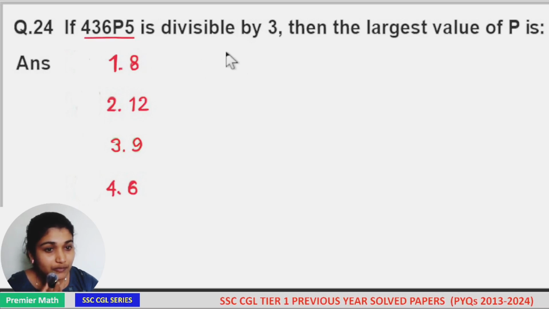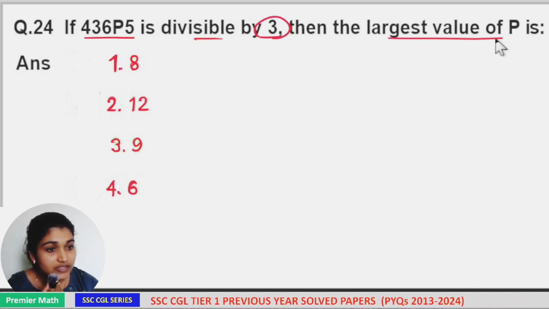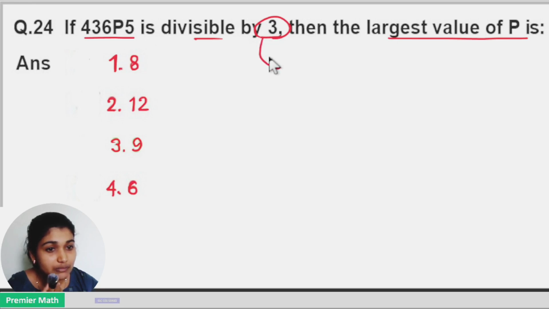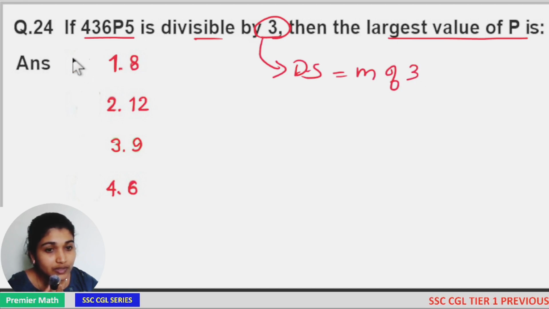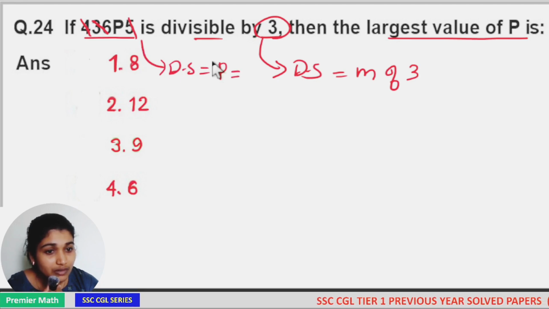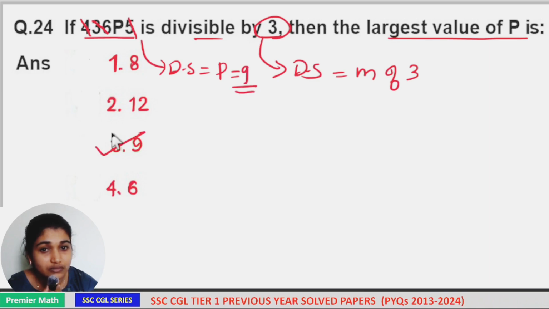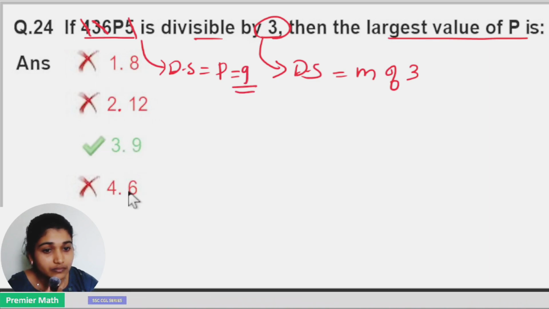If 436p5 is divisible by 3, then the largest value of p is? When a number is divisible by 3, the digital sum of that number should be a multiple of 3. Here check the digital sum of this number. Here 6 plus 3, 9 cancel, 5 plus 4, 9 cancel. You can cancel the sum of 9 and digit 9 when you calculate digital sum, which means here the digital sum is equal to p. Here we need the largest value for p, which is 9. So option 3 is your answer. Largest value possible is equal to 9.